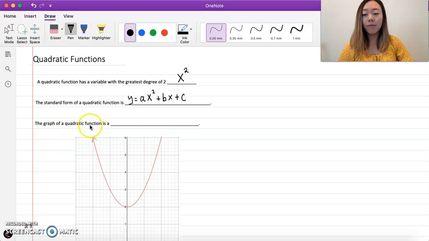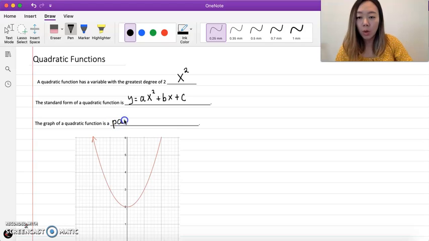Finally, the graph of a quadratic function. The graph of a quadratic function is called a parabola. The word again is parabola. And a parabola is a U-shaped graph, like the letter U, U-shape.